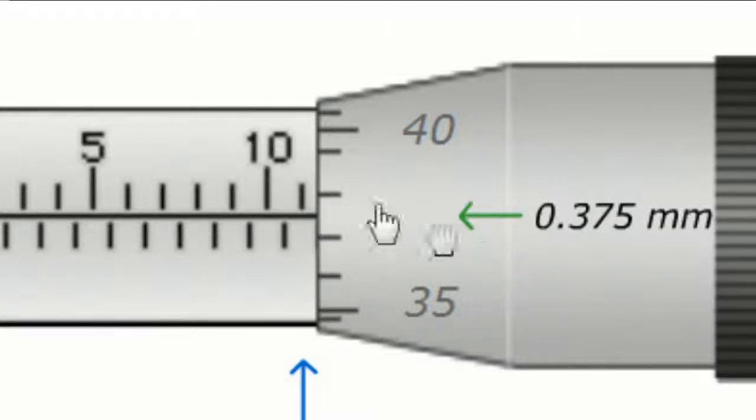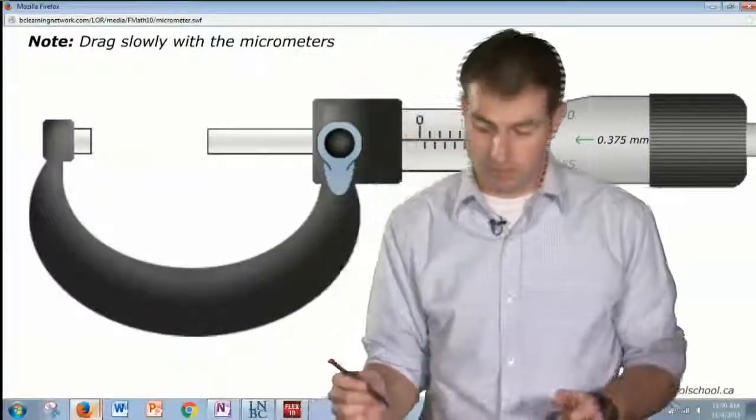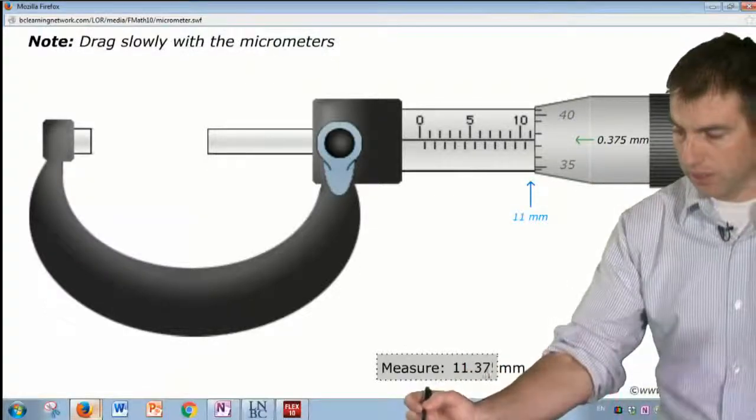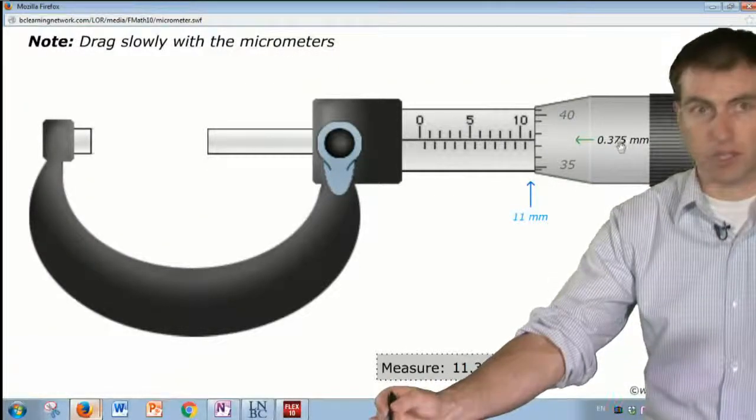So we have 10, 10 and a half, 11, and then we have 0.35, 3.6, 3.7. This is 3.8 up here, so we're at 3.75, just in the middle of the 3.7 and the 3.8. So that should be 11.375. And if I just get out of the way here for a second, you can see it's actually cutting off the 5, but you can see the 5 up here.